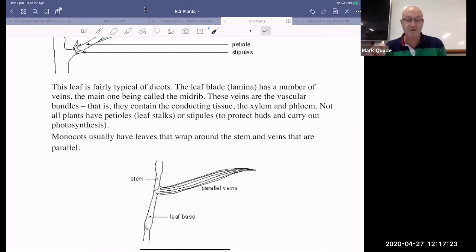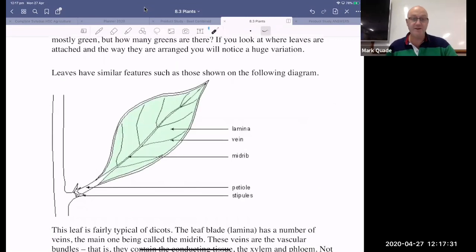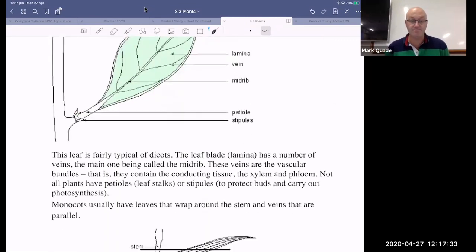Okay, now just remember that the xylem and phloem are in the vascular tissue. Okay, so the veins and the midrib are made up of xylem and phloem.